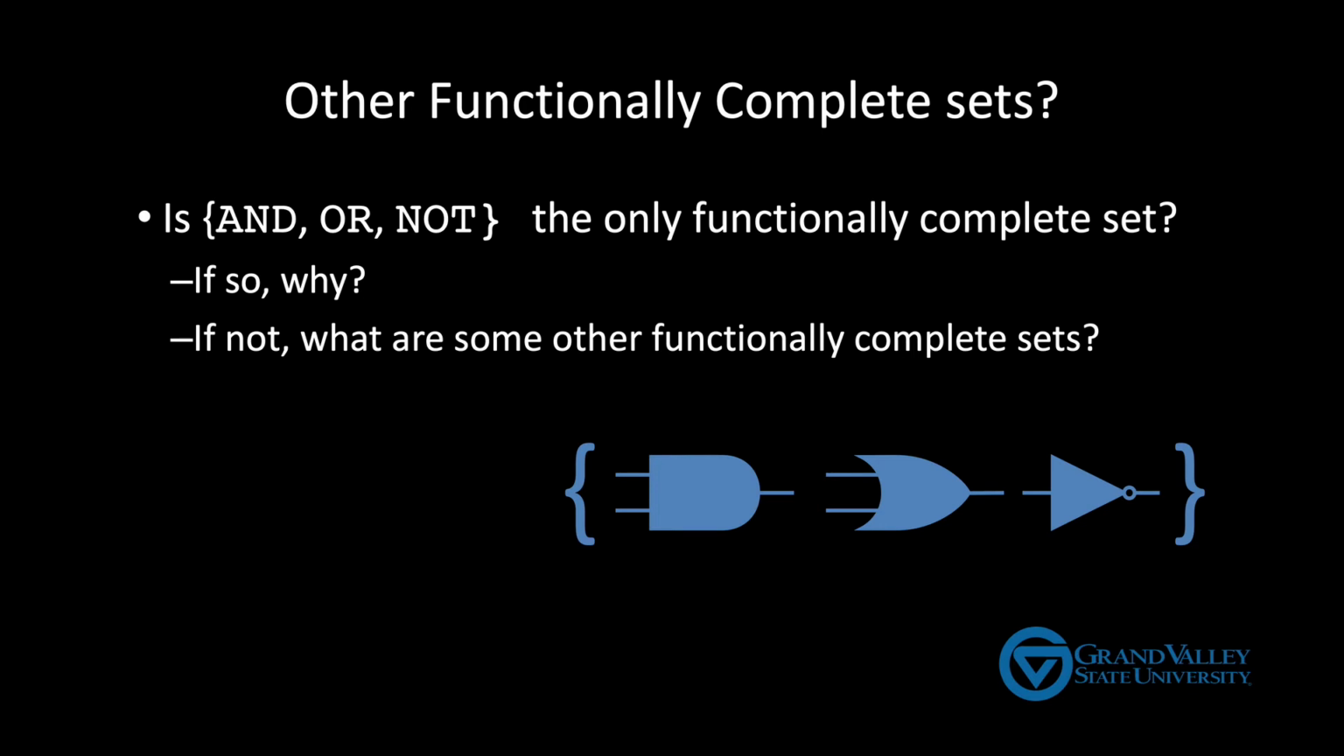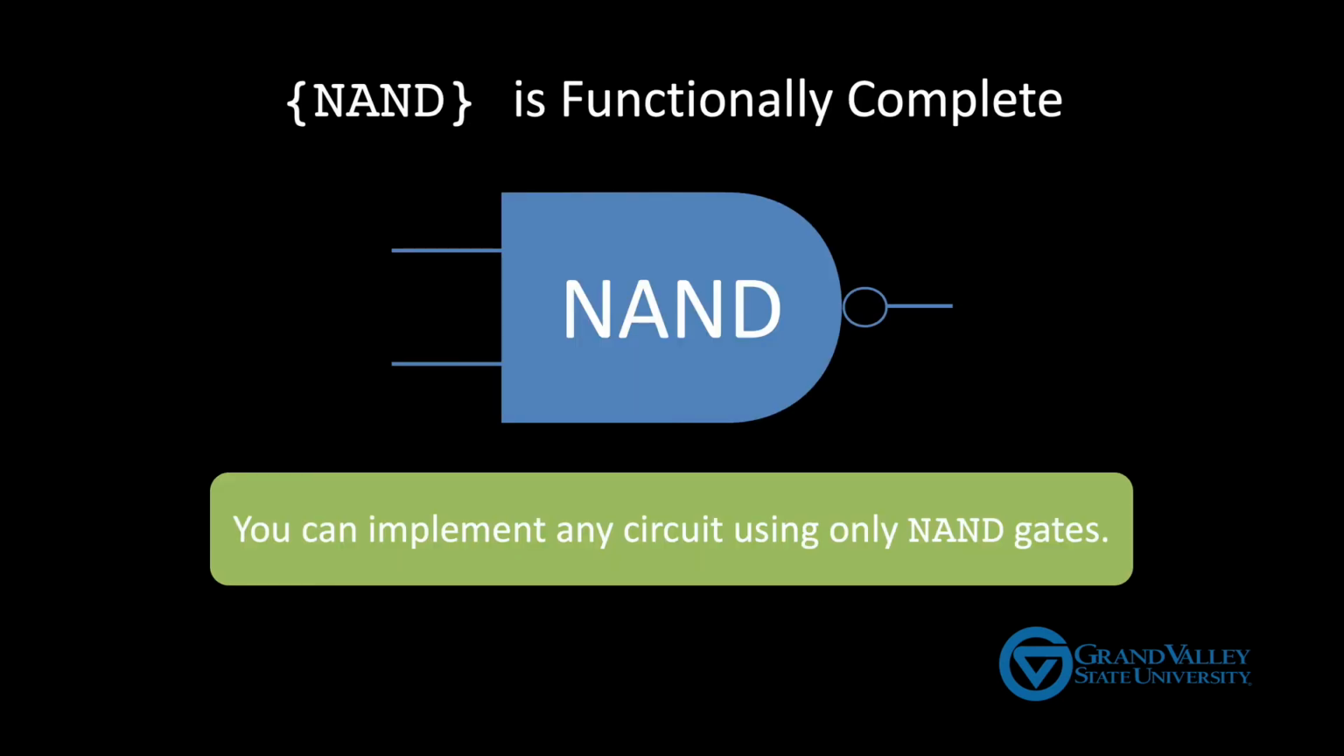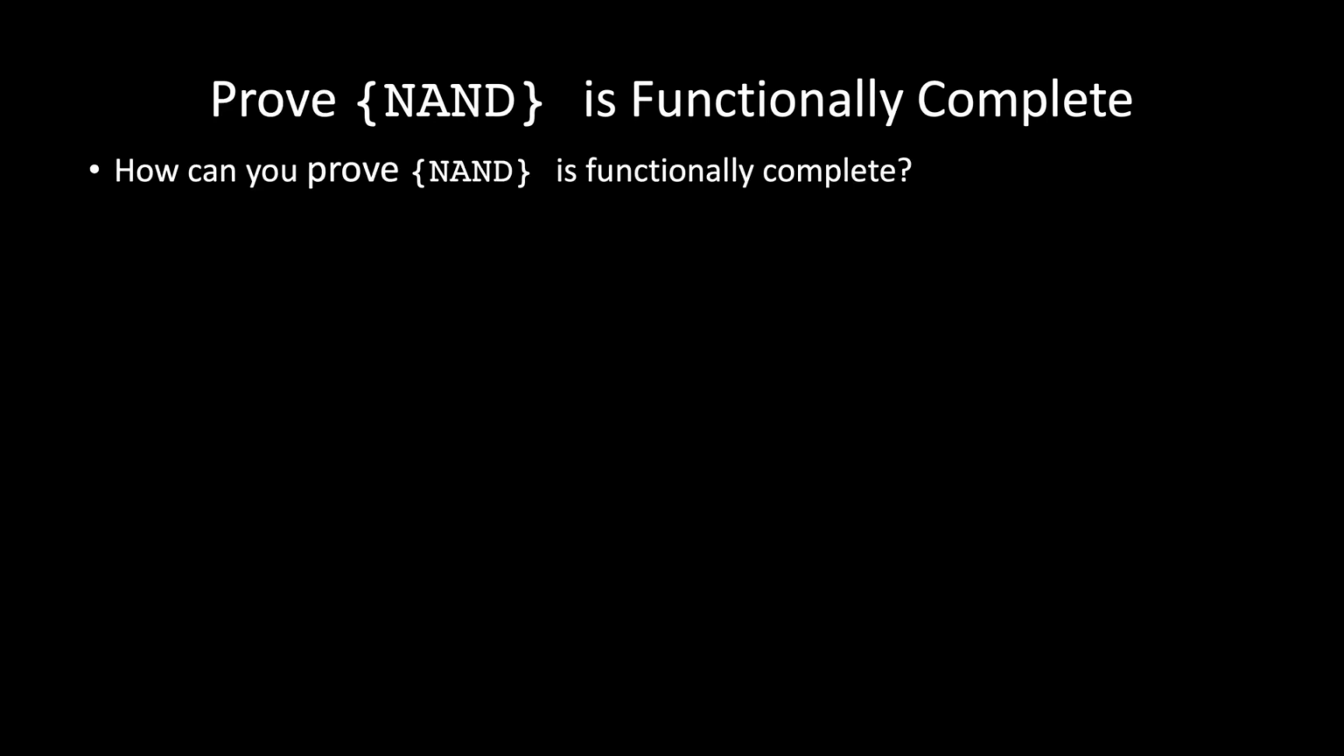So it turns out that there are several functionally complete sets, and the most popular of which, after and, or, not, is simply NAND. So that's right, you can implement any circuit using only NAND gates. Again, pause the video and try that. So how could you prove that NAND is functionally complete?